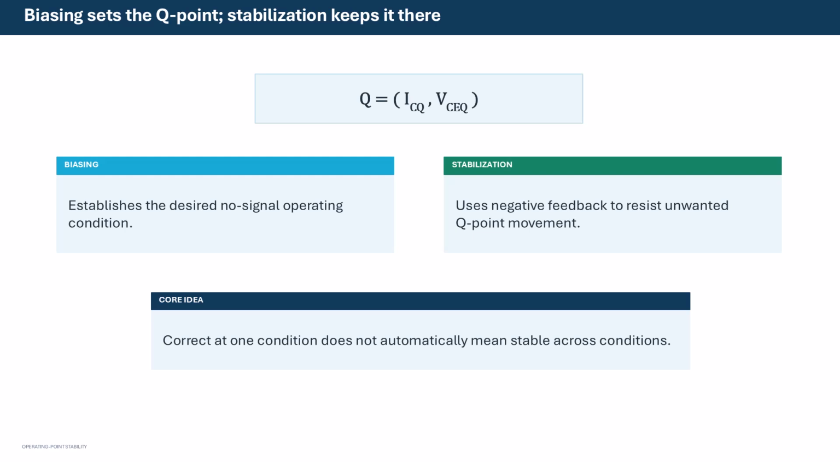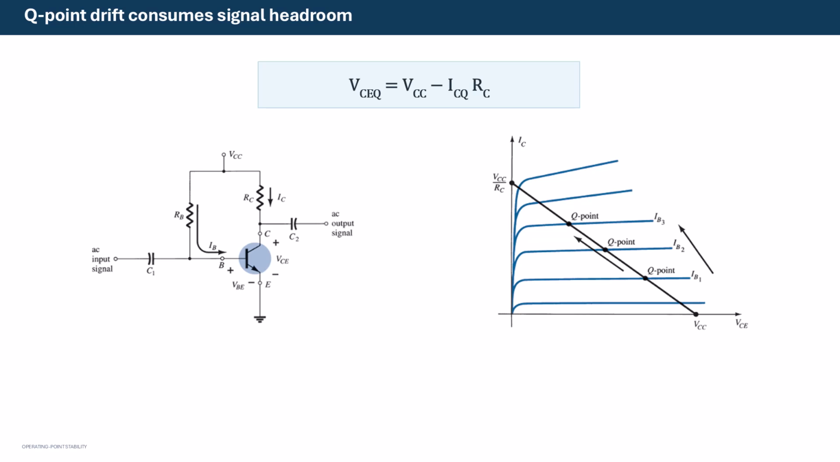On the DC load line, collector to emitter voltage equals the supply voltage minus the collector current drop across the collector resistor. If collector current rises, collector to emitter voltage normally falls and the Q point moves towards saturation. If current falls too far, it moves toward cutoff. Either direction reduces the available symmetrical signal swing. Saturation causes compression, cutoff causes one-sided clipping, and excessive current can also violate the transistor power dissipation limit.